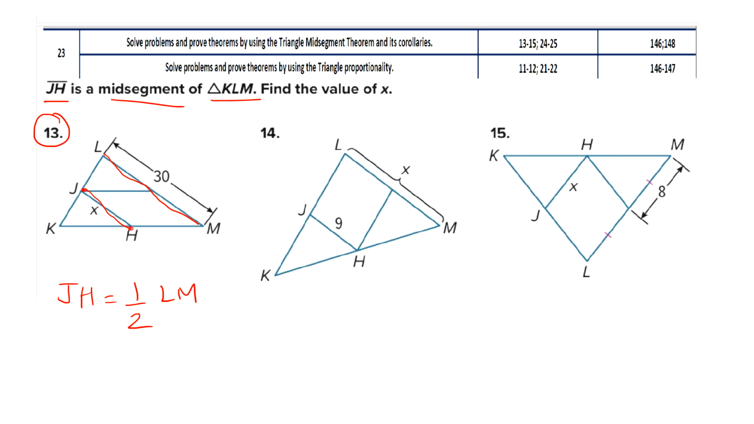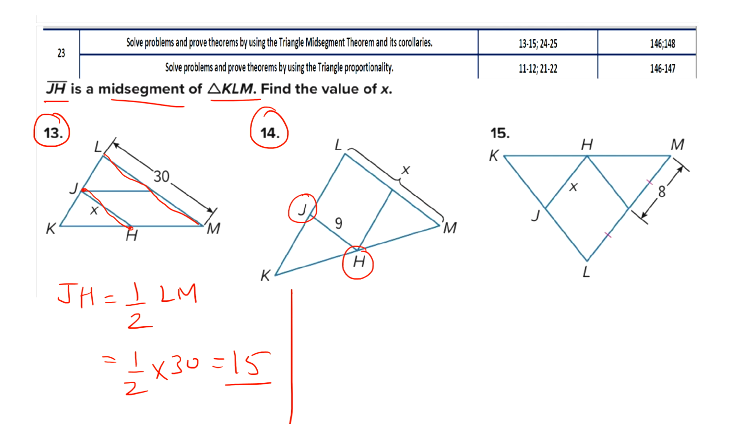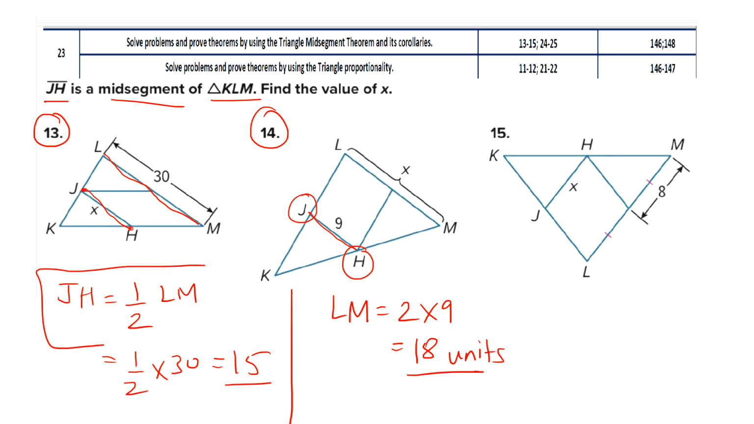This is nothing but the triangle mid-segment theorem, and we can use it for all of these questions. So X is definitely less than LM, and it is half of it, so half of 30, therefore the length is 15 units. That's the first one. For question 14, the length of the mid-segment JH is already given, joining the midpoints J and H. So this is 9, therefore LM is going to be double, 2 times 9, so it's 18 units. The same theorem I'm using, where JH is 1/2 times LM, or LM is 2 times JH, same thing. Now let's come to question 15.